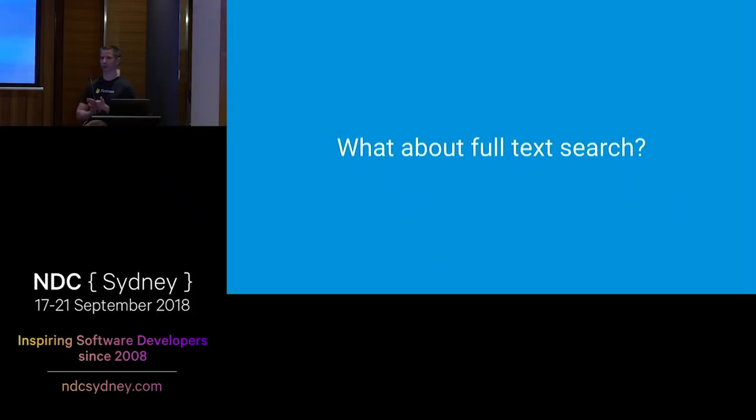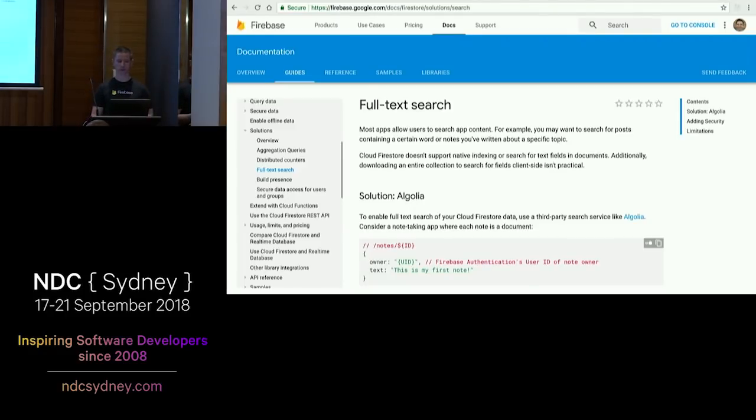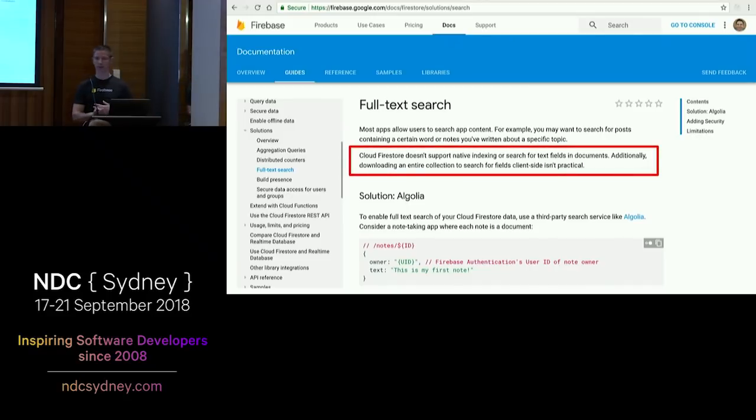So what about full text search? I promised I was not going to be a fanboy, but full text search just doesn't exist. If I want to search for a food, and I want to search for red and then half of the word apple, I just can't do that. And you're like, really? Even if it was slow, come on, at least let me do that. But no, you can't. On their website they say, Cloud Firestore doesn't support native indexing or search for text fields in documents.